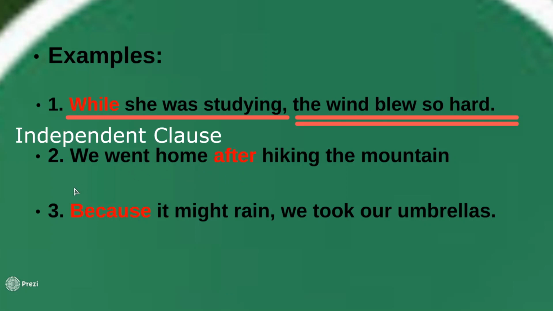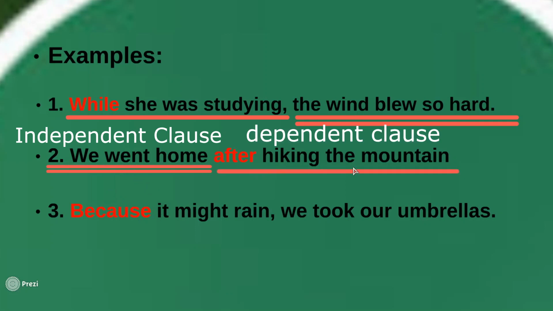Now, where is the independent clause? So the independent clause is we went home. Okay, so we went home, it makes sense. It can stand alone. Now, after hiking the mountain is what we call a dependent clause. Remember that. This is a dependent clause.